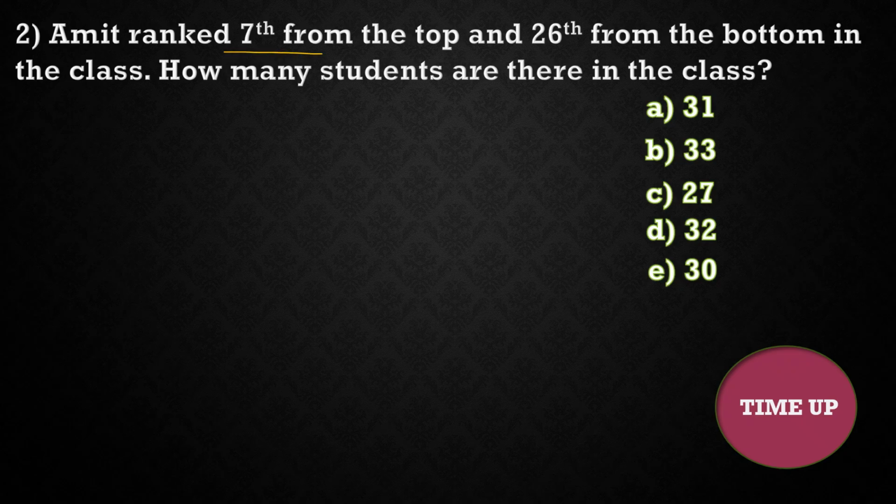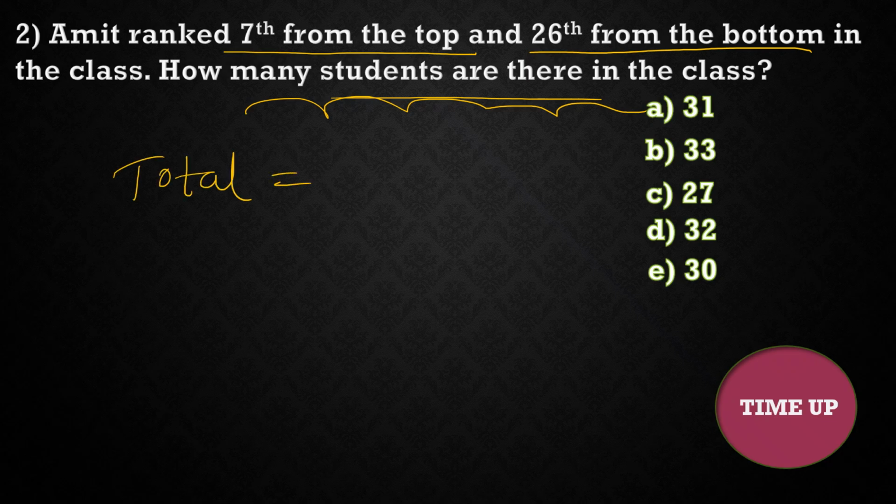Amit ranks 7th from the top, 26 from the bottom in the class. How many students are there in the class? Instead of telling find the total number of students, they have just exchanged the format of words and made the question, how many students are there in the class. They can ask, find out the total strength in a class. It's one and the same, they are telling to find out the total. Top plus bottom minus 1.